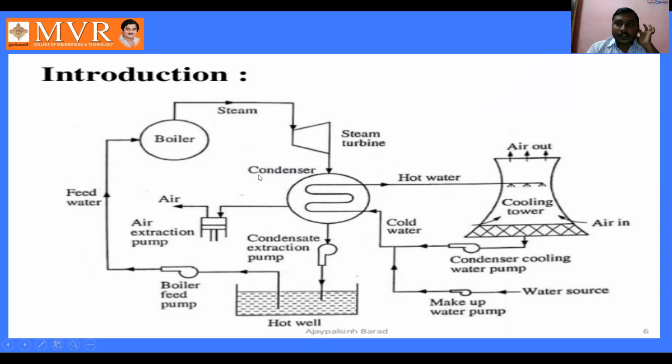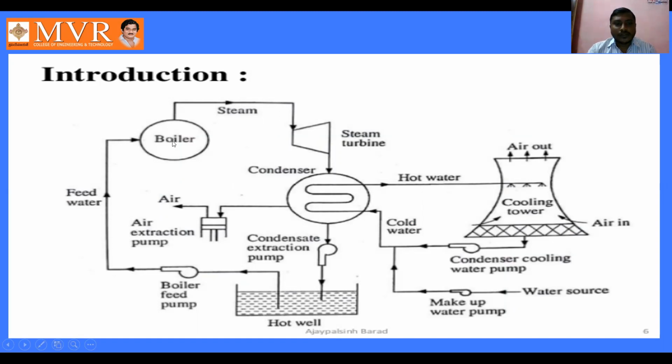See here, in previous classes I have explained to you about the Rankine cycle, how it works in a thermal power plant. See how the cooling tower is connected to this Rankine cycle. In the previous classes we learned about the four main components: boiler, turbine, condenser, and pump. These are the four components of the Rankine cycle which we have seen.